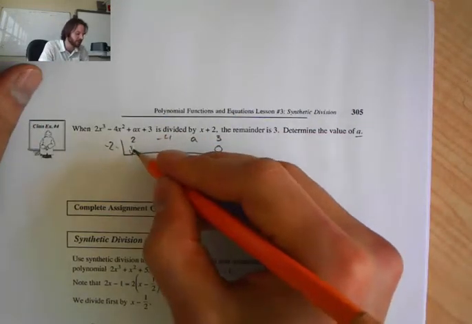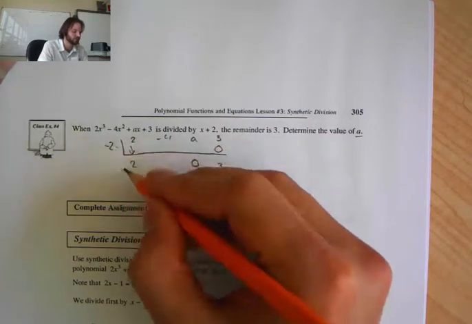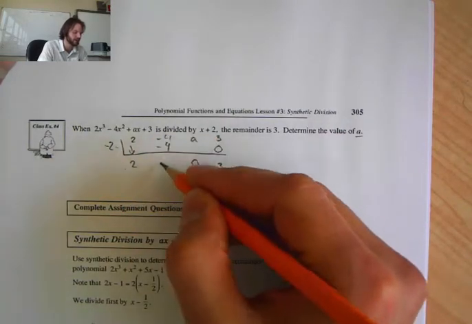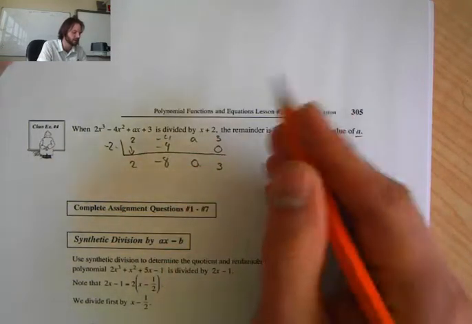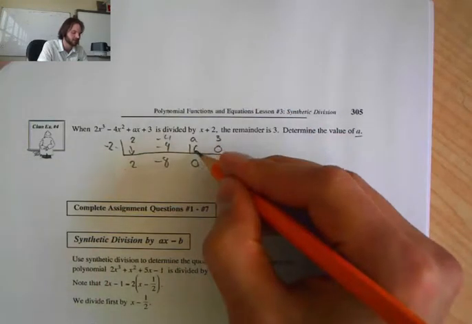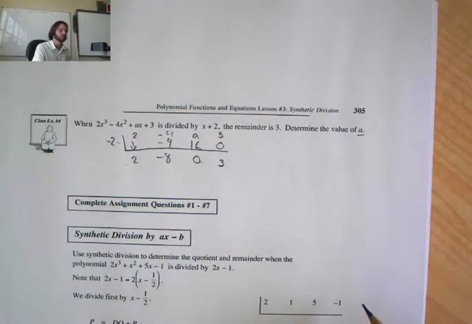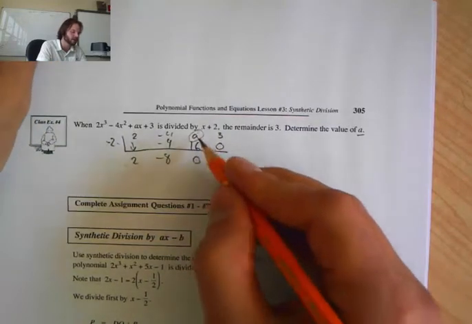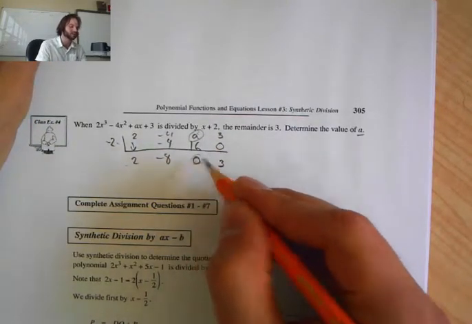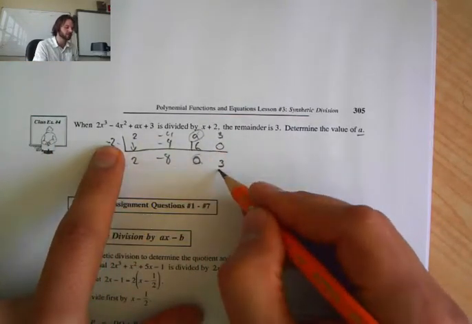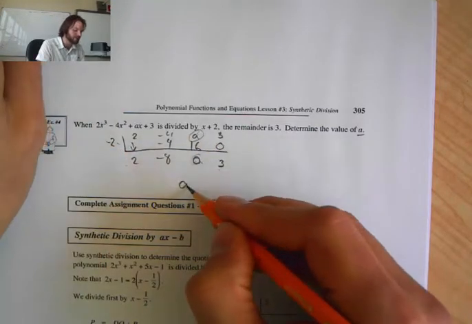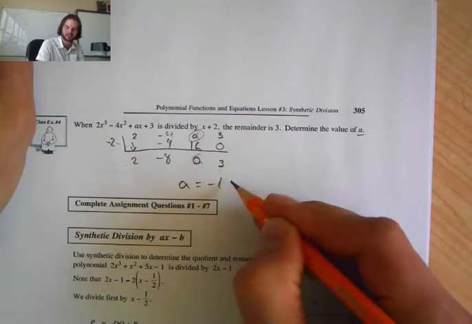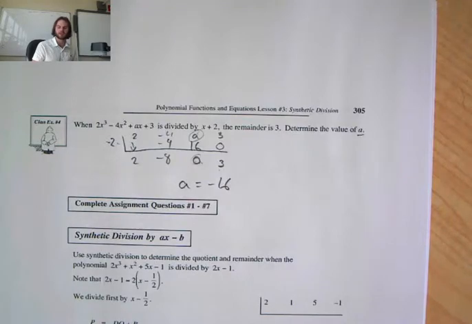So I bring this down, we're going to have 2. 2 times -2 is -4. We add that together, and we get -8, which is going to give me 16. So I look at this now, a must equal 16, because this has to be 0. If that's 3, that must be 0. So a must be equal to -16. And that's how we get that one. Okay?